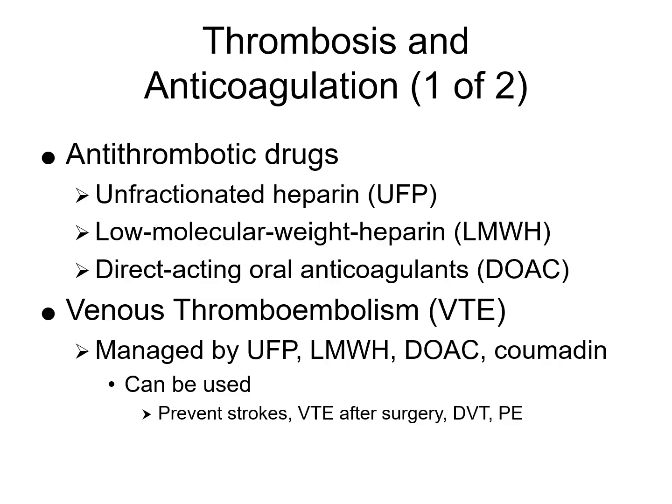There are some major classes of antithrombotic drugs. First one is unfractionated heparin. This is a mixture of glucosaminoglycans with variable molecular weight. The mechanism is it enhances activity of antithrombin III, inhibiting thrombin, which is factor IIa, and factor Xa. It's administered intravenously or subcutaneously.